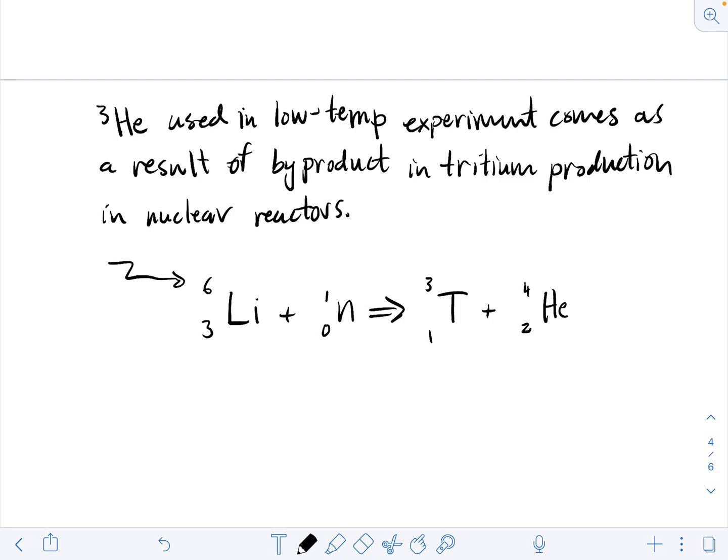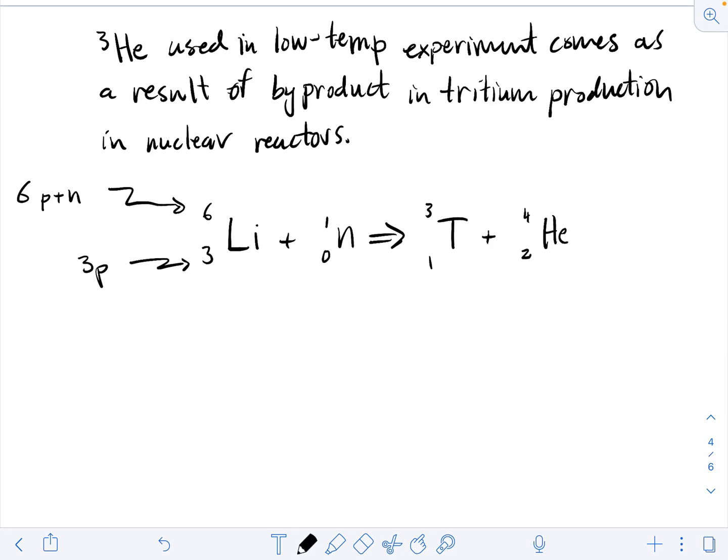And so this notation, let me remind you, the upper superscript on the left is the number of nucleons. And so for lithium, there's 6 protons and neutrons when you add them up. And the subscript on the left is the number of protons. So there's 3 protons in lithium. So that means the 6 tells us that there's 3 neutrons. The neutron, of course, has no protons and 1 neutron. Tritium has 3 nucleons. 2 of them are neutrons, 1 is a proton. And then helium has 4 nucleons, 2 protons and 2 neutrons.